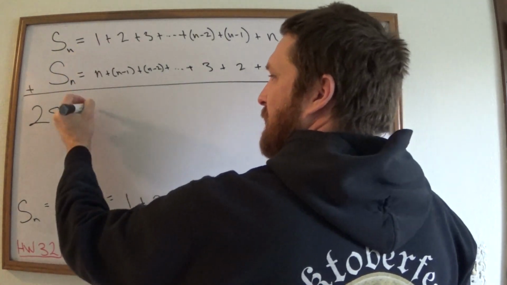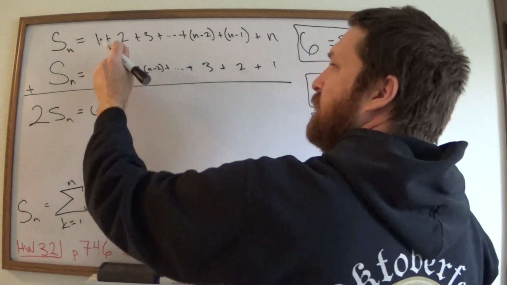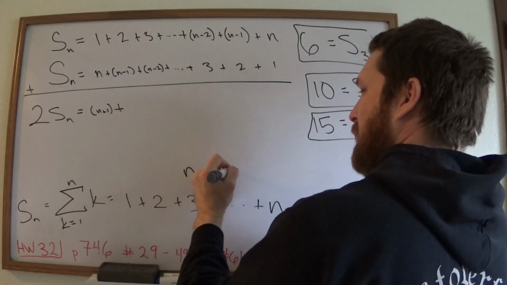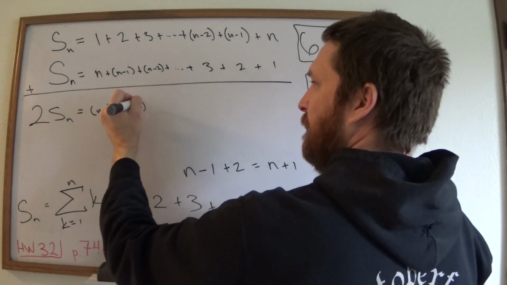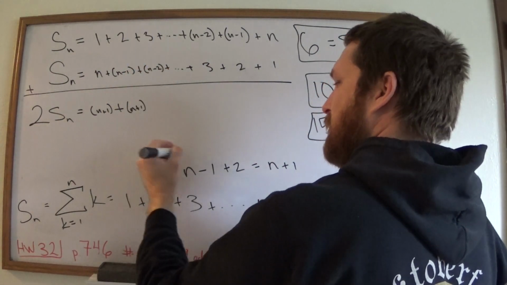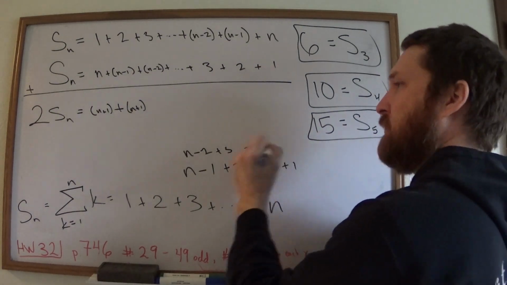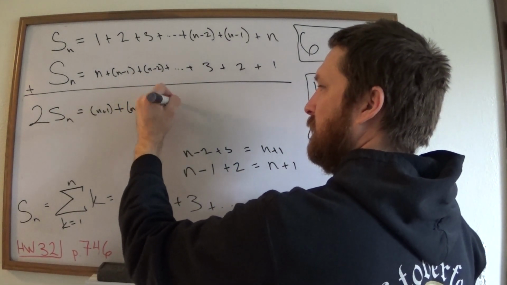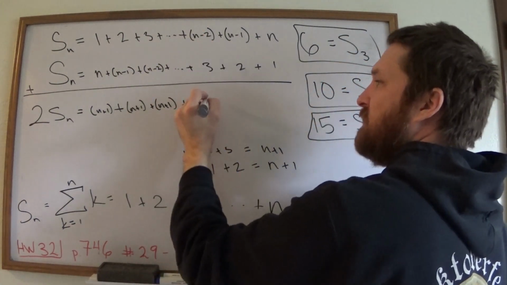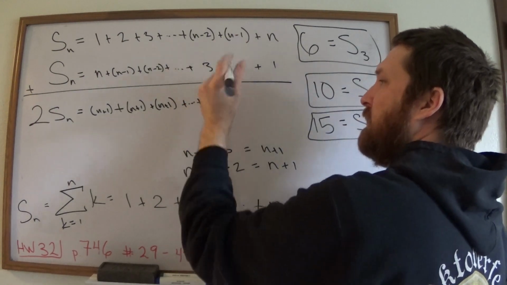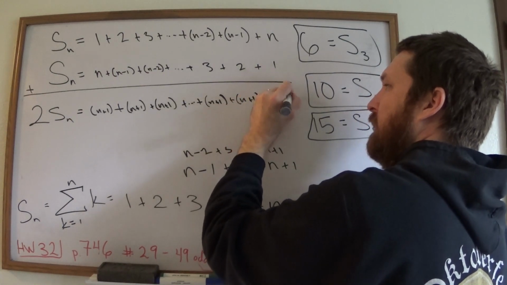1 plus n is n plus 1. Plus 2 plus n minus 1. Let's see. n minus 1 plus 2 is the same thing as n plus 1. So we get another n plus 1. n minus 2 plus 3 is, what do you know? It's n plus 1. So plus n plus 1, all the way up to, oh hey, I just saw that, right? n plus 2 plus 3 is n plus 1. 2 and n plus 1, that's n plus 1.